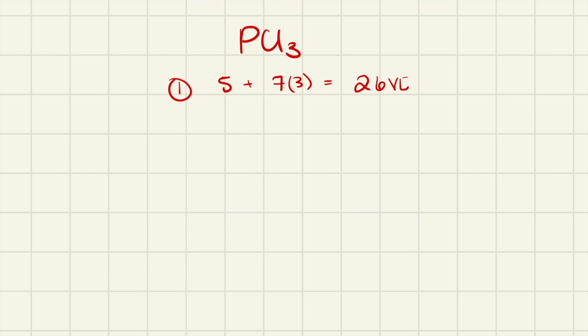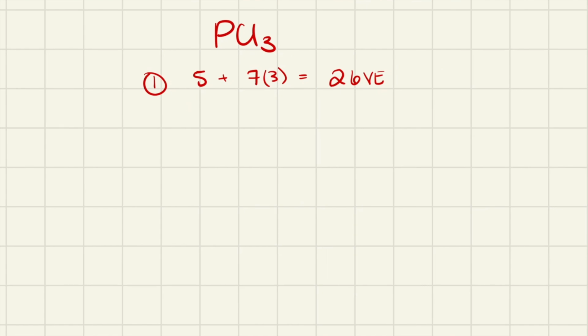In this example, I want to talk about PCl3. Number 1, we need to sum all the valence electrons. So we have 5 from phosphorus, 7 from a chlorine, but there's 3 of them, for a total of 26 valence electrons. So what I would do in the middle of the problem is just have that 26 out there on the right.